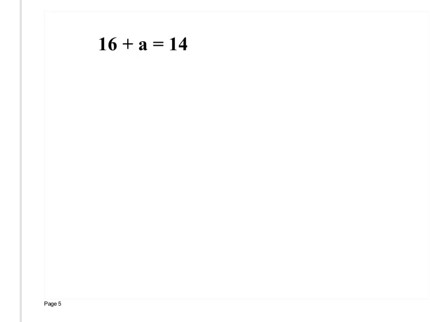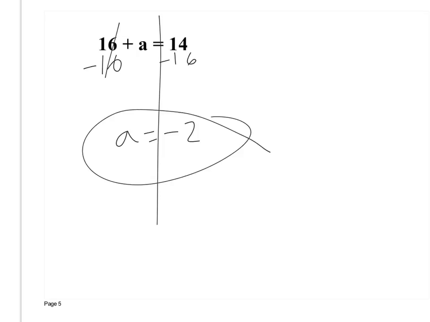If 16 is positive, how do I know it's positive? Because there's no negative. If there's not a negative sign in front, then I know it's positive. So how do I undo a positive number? I add a negative number to it, or I subtract from it. So I'm going to subtract 16 from both sides. 14 minus 16 is negative 2. Right? And again, if you're not for sure, check your answer. What's 16 minus 2? 14. I must be right.